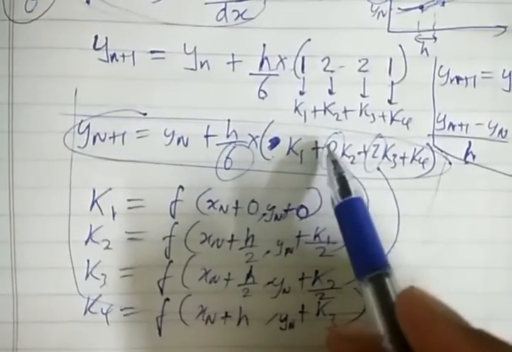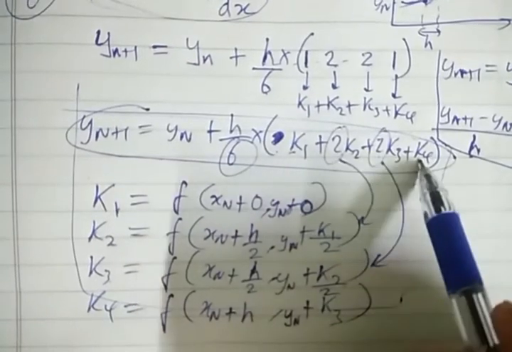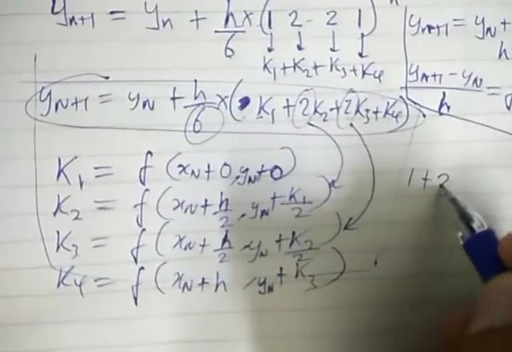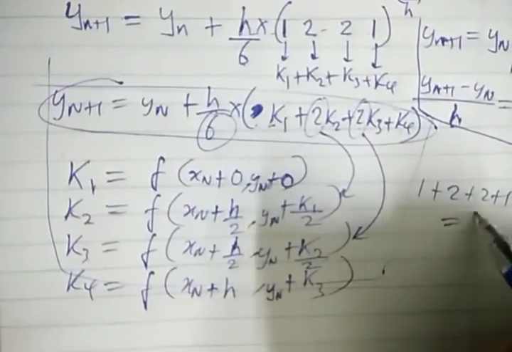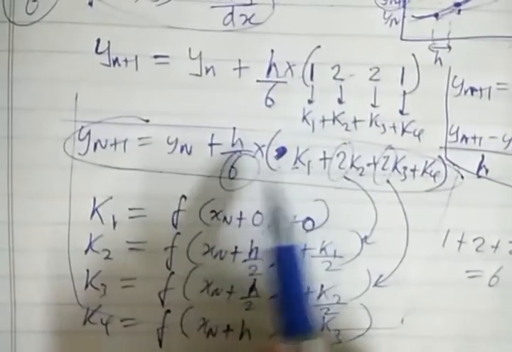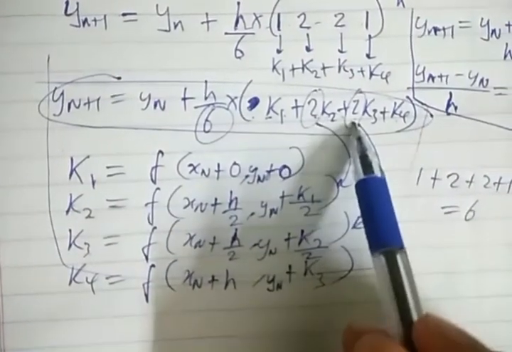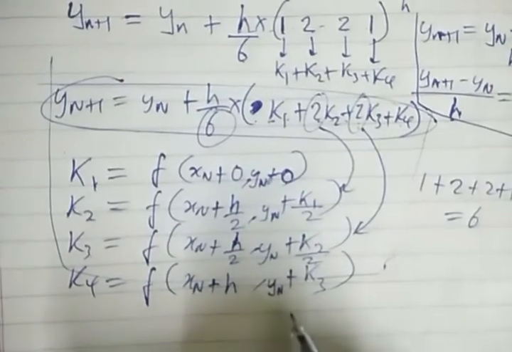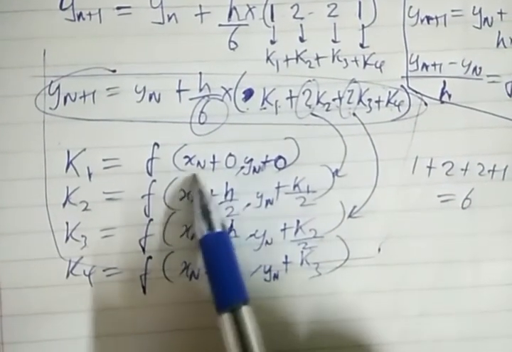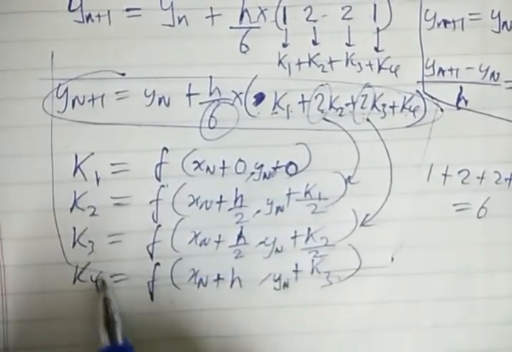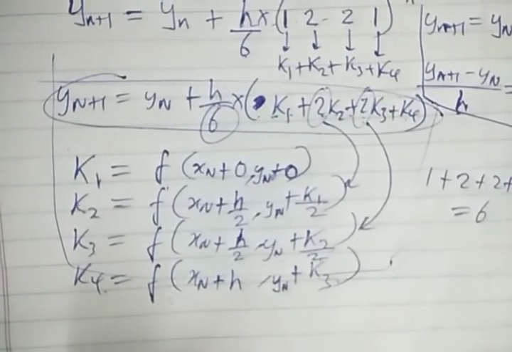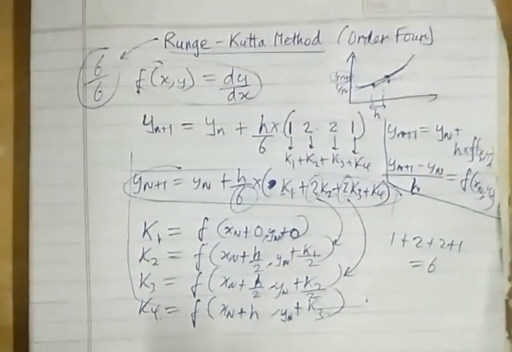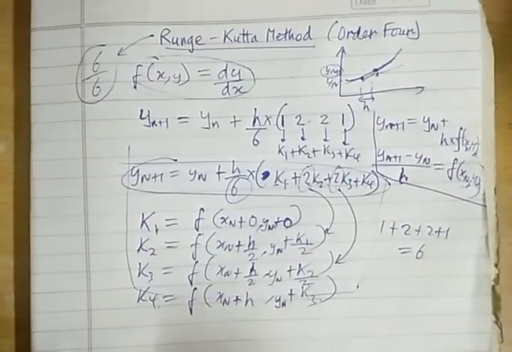6 divided by 6, so 1 plus 2 plus 2 plus 1 is 6. In the 6 by 6 formula, where we multiplied with 2, we divided by 2. And the rest, this f of something, are the k values. Hope it helps you in the examinations and you will be able to memorize it easily.